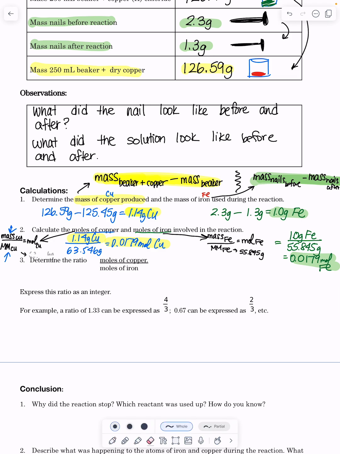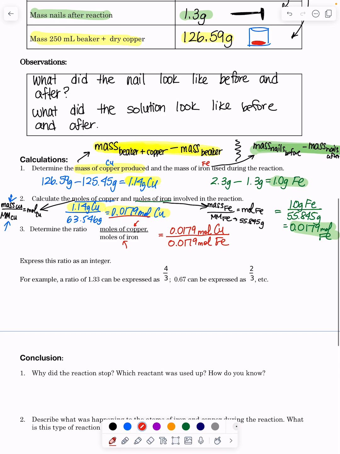Then calculation number 3 says determine the ratio of moles of copper, which we just got here, to moles of iron. We talked about ratio in a previous lecture. It's just making a fraction. So we're going to do 0.0179 moles of copper. I'm going to write it as a ratio, as a fraction, divided by 0.0179 moles of Fe. That is my ratio.